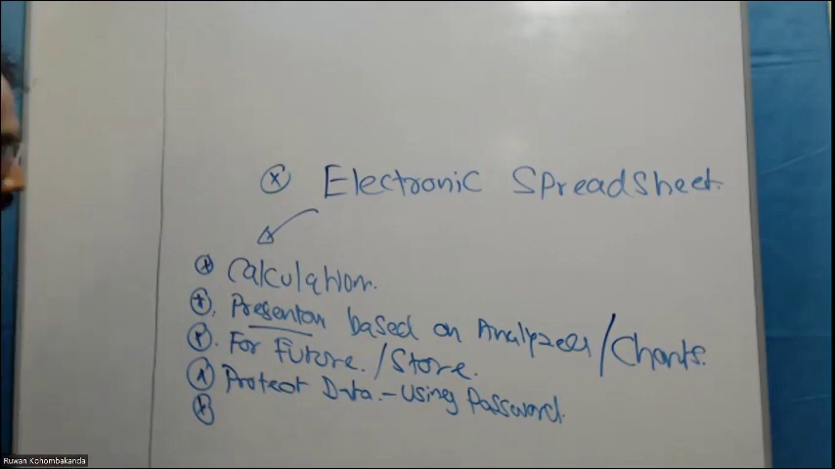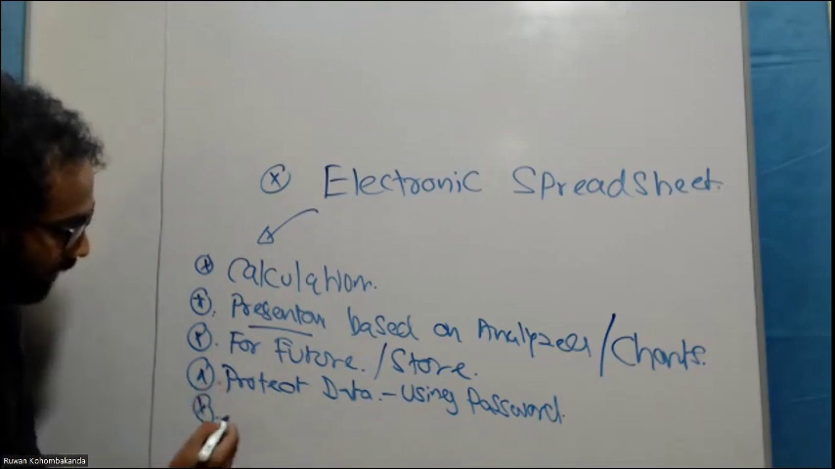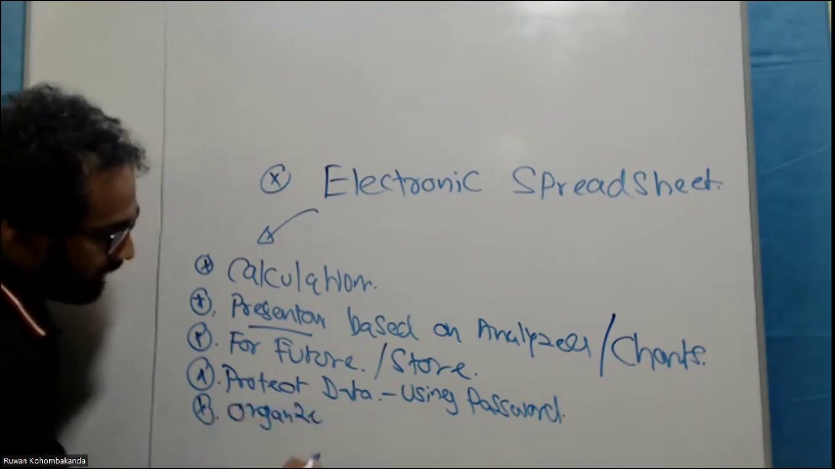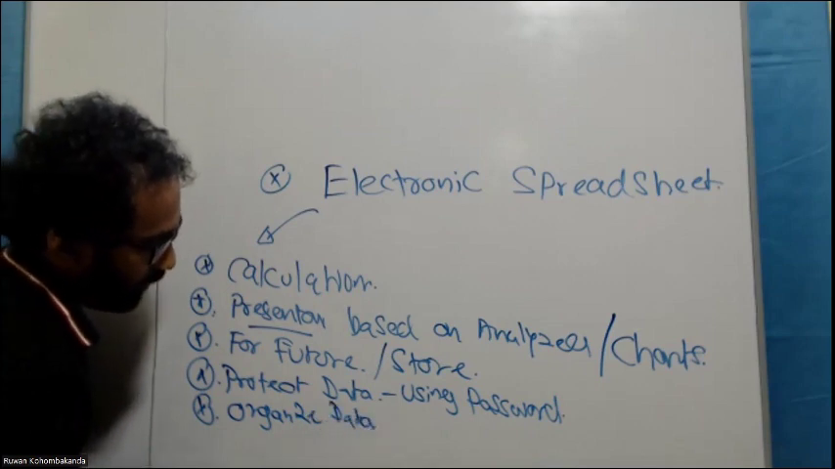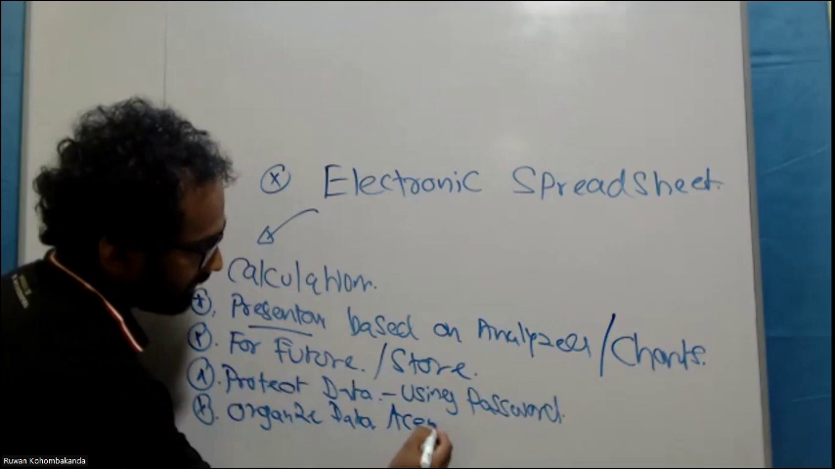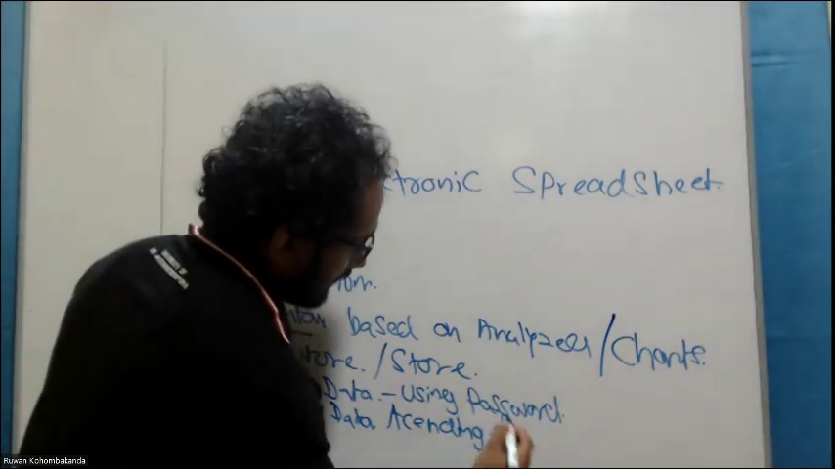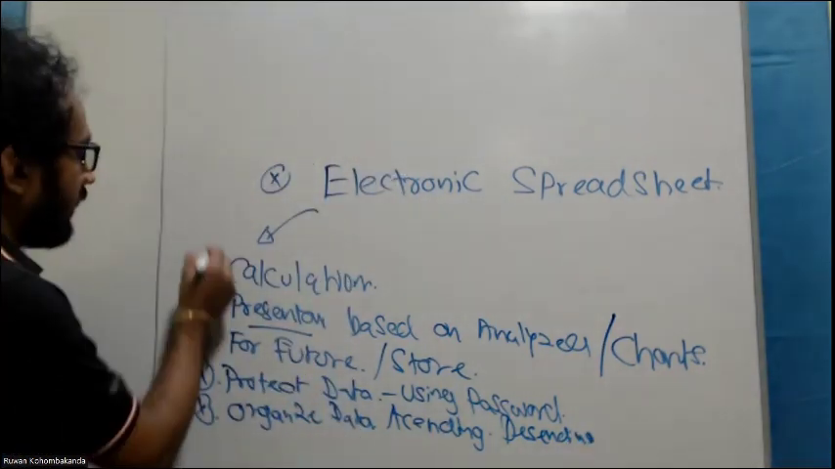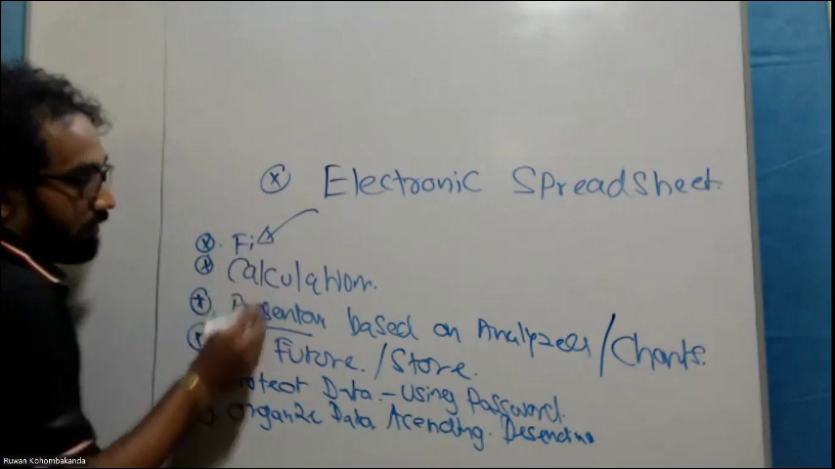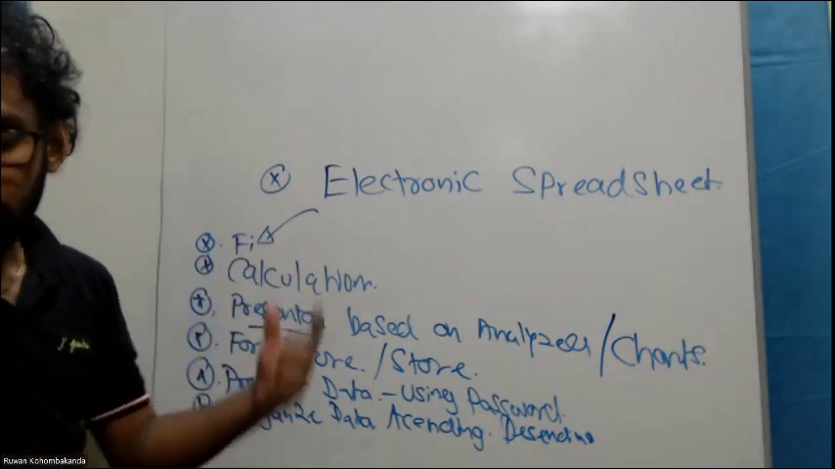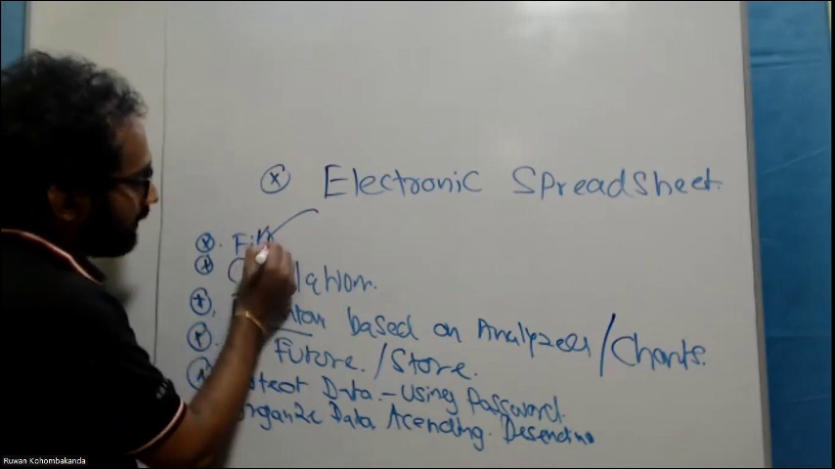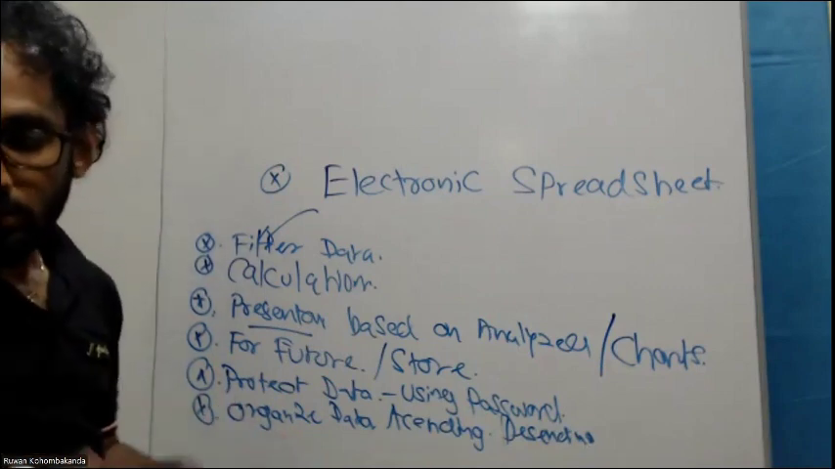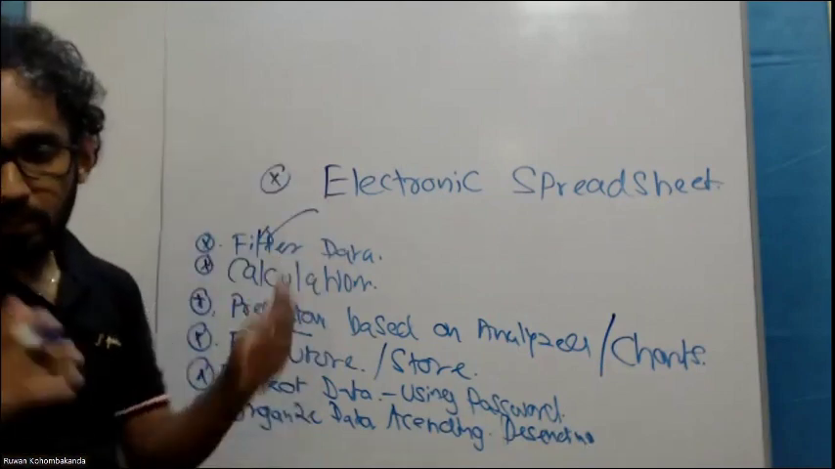Store data in ascending and in descending order. Very good. We can organize data, how? In ascending as well as descending order. And also we can filter the data. If we have a large amount of data, a bulk of data, we can filter it, then we can easily find the required information from a large amount of data.